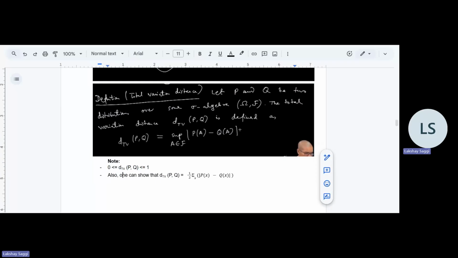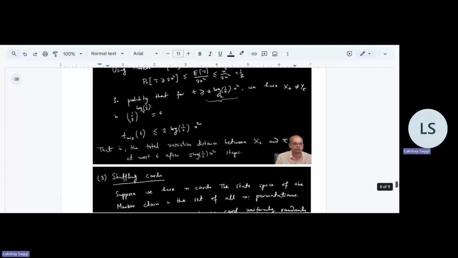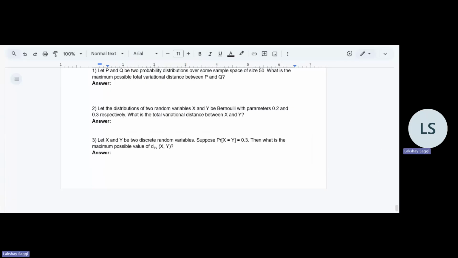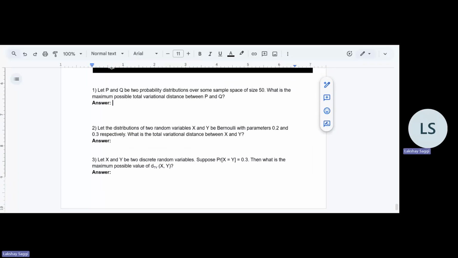The second thing is that one can show that the total variation distance is half times the sum over all possible values of x of the absolute value of p of x minus q of x. So the question is: let P and Q be two distributions over a sample space of size 50. What is the maximum possible total variation distance?